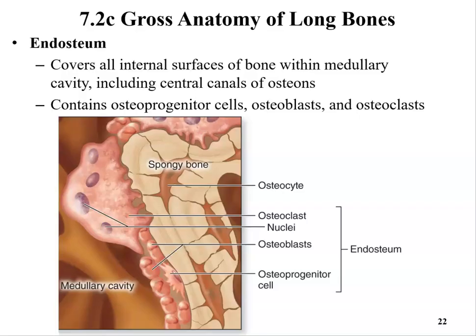Next is the endosteum. This is going to cover all the internal surfaces of bone. So it's going to cover the medullary cavity, and it's going to include the central canals of the osteons. The endosteum contains osteoprogenitor cells, osteoblasts, and osteoclasts. So it's got the same mix of cells that the inner layer of the periosteum has, okay?